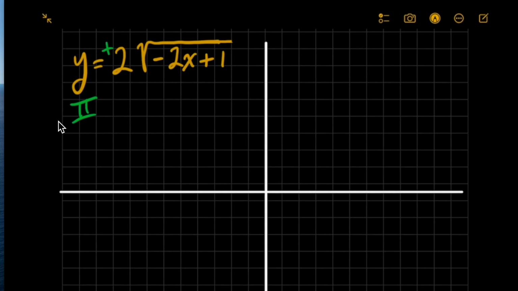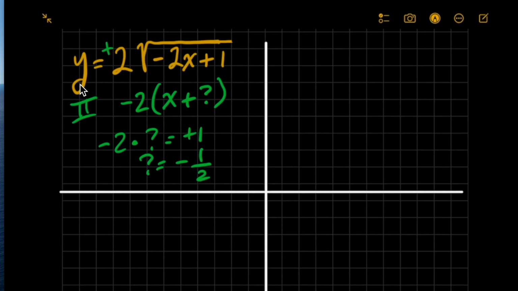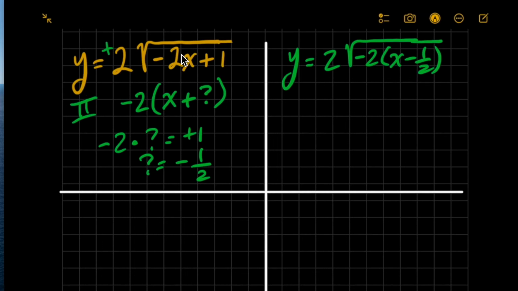Okay, let's manipulate the radicand into a positive 1 for the x value by pulling out that negative 2. So this is going to become negative 2 getting pulled out so that that's a plus 1, and we need to figure out what this is. So we have negative 2 times question mark is going to give us that original plus 1. We divide both sides by negative 2, and we find that that question mark is going to equal negative 1/2. So our new function is going to be like so. I always double check my distribution, negative 2x plus 1.